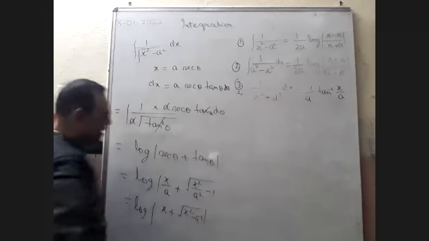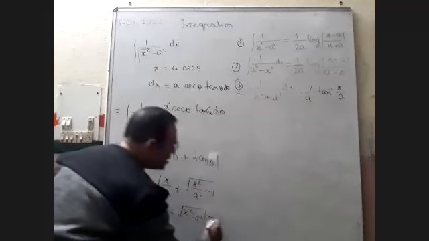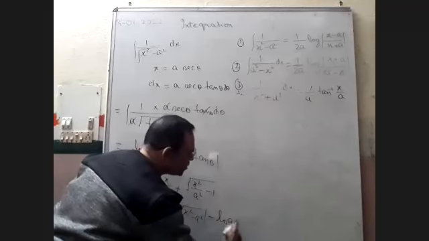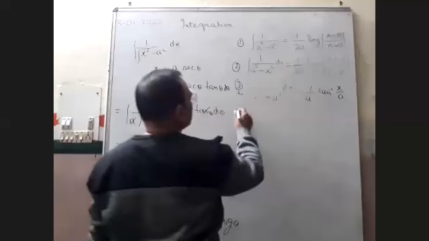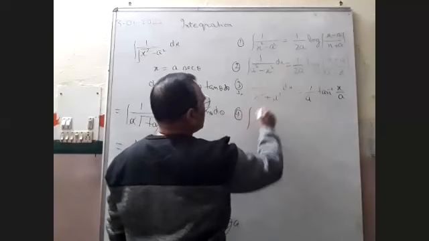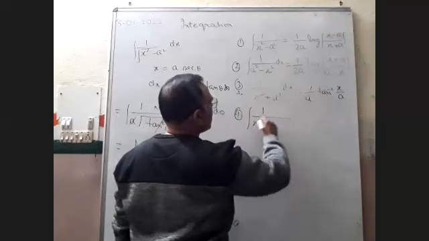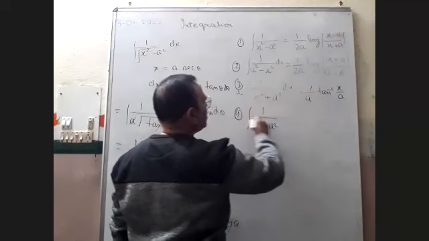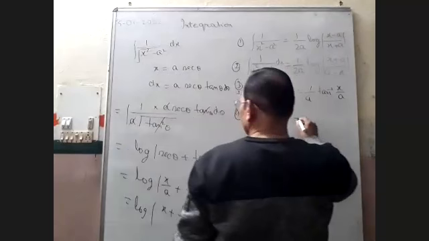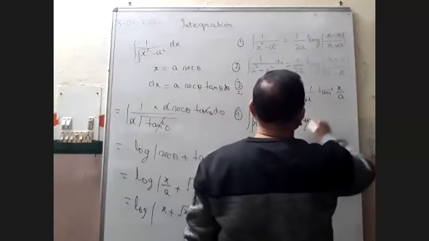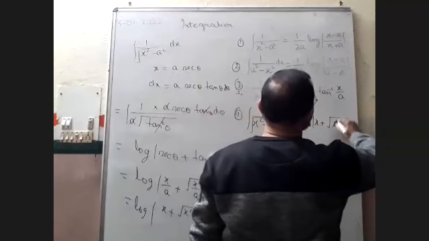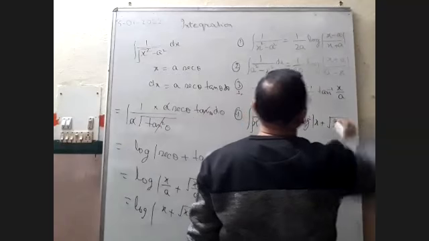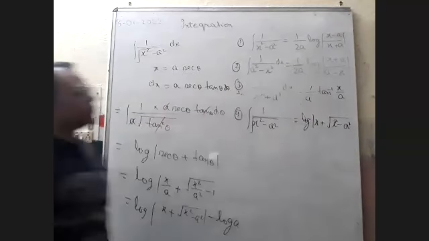So upon a means minus log a. Minus log a will come in the constant, because log a is a constant number, so you can memorize only this formula. Formula number 4: 1 upon under root x square minus a square is equal to log of x plus under root x square minus a square. Similarly, you can do the other formulas also.